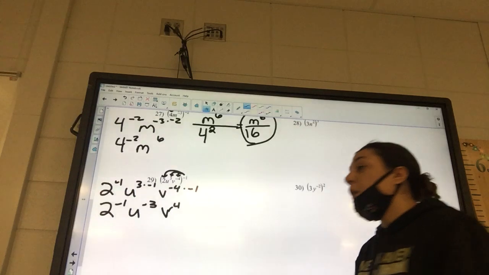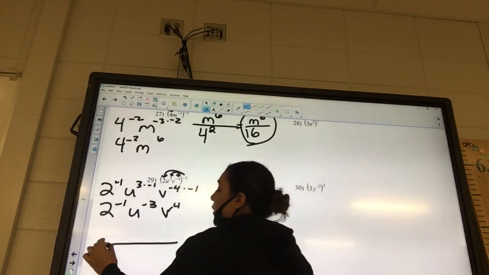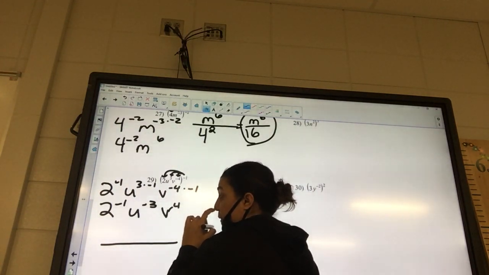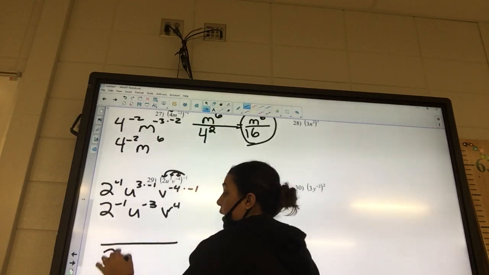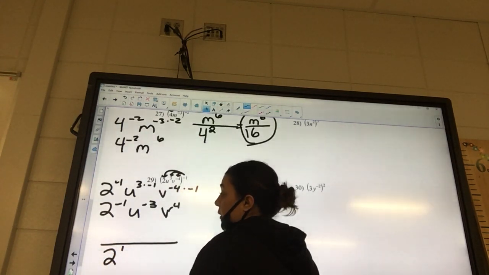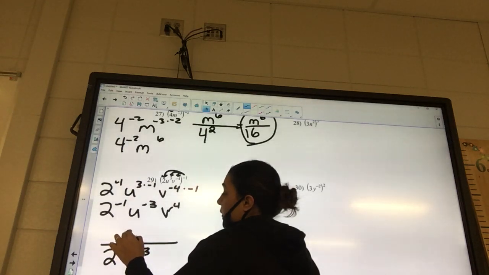Okay, we have to see, well, where do negatives go? So that 2 to the -1, where should it go? Bottom. U to the -3. Bottom. V to the 4. Top. Top.